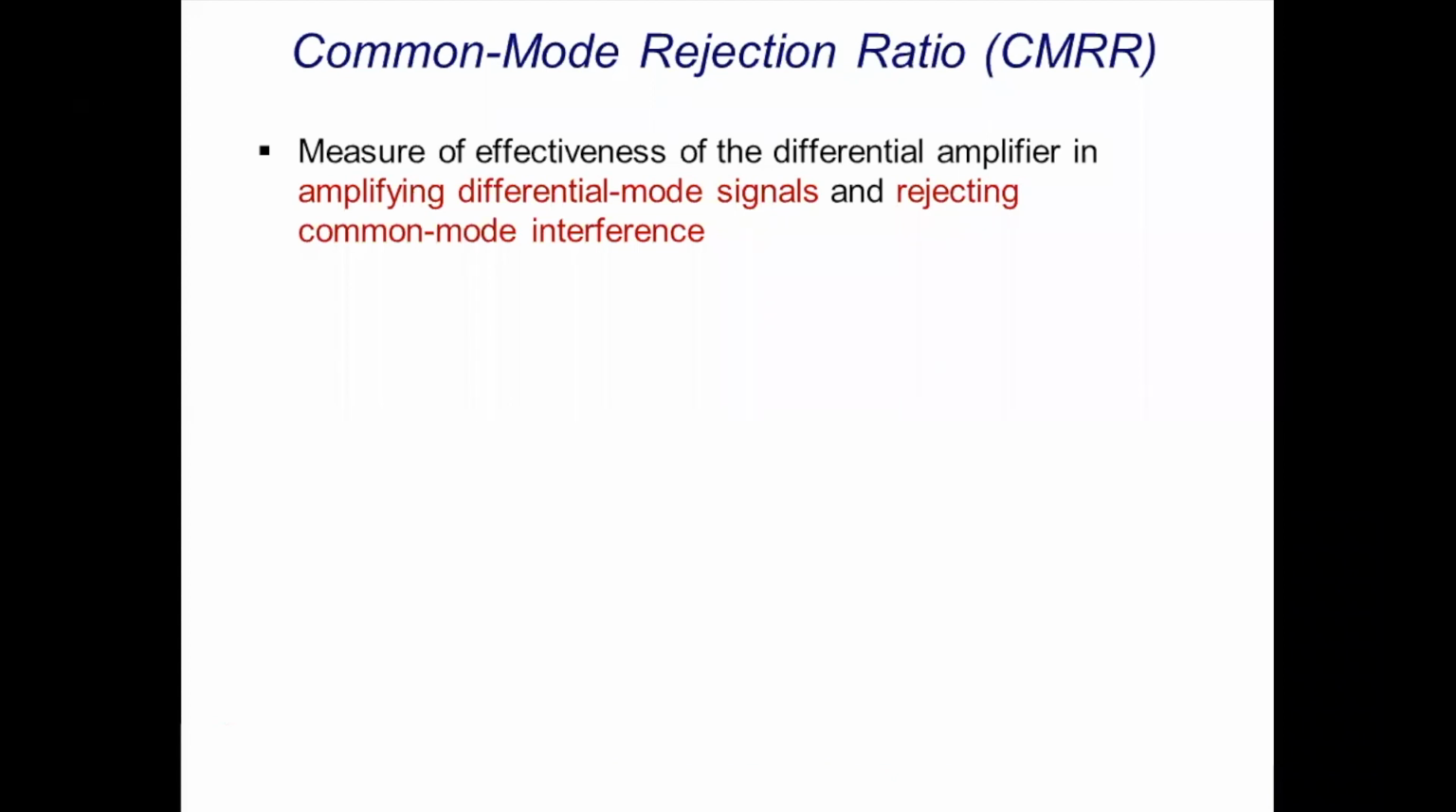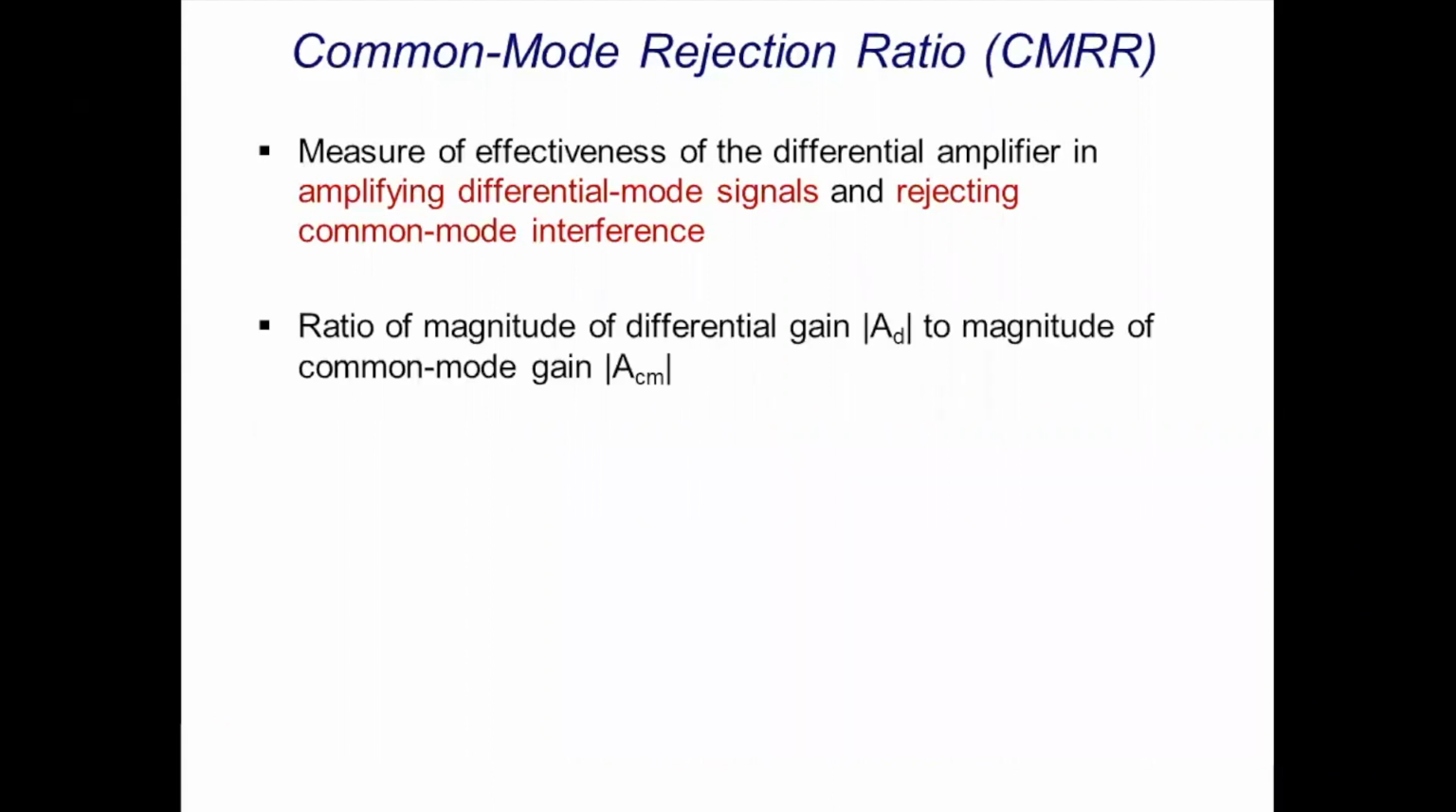Let us discuss an important specification of a differential amplifier called the common mode rejection ratio, or CMRR. CMRR is a measure of the effectiveness of the differential amplifier in amplifying the differential mode signals and rejecting the common mode signals. It is a parameter that tells you how effective the differential amplifier is in handling the differential mode signals and rejecting the common mode or so-called noise signals. It is always expressed as a ratio of differential gain to common mode gain. So it is the magnitude of the differential gain AD divided by the magnitude of the common mode gain ACM.